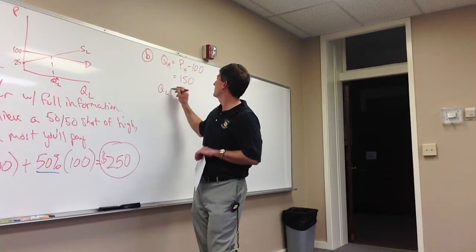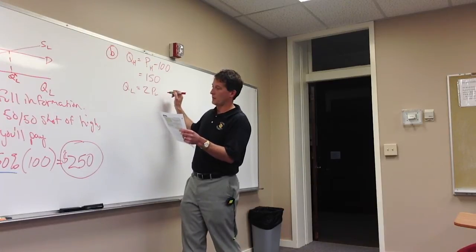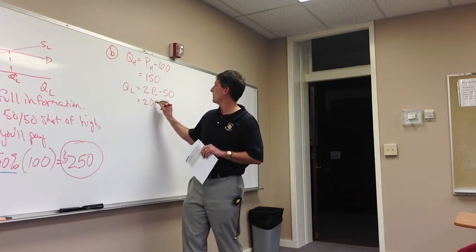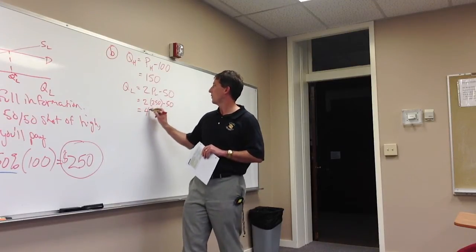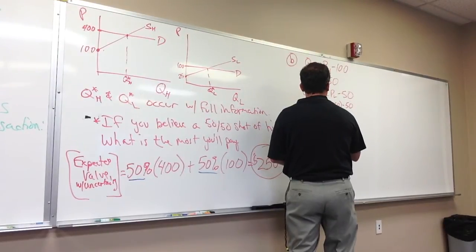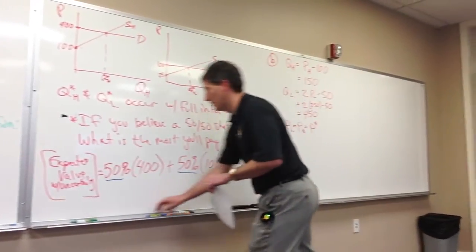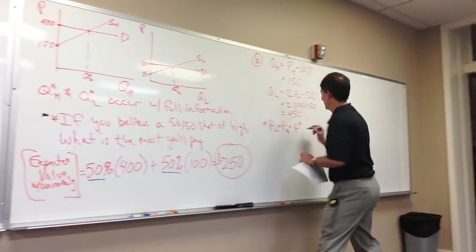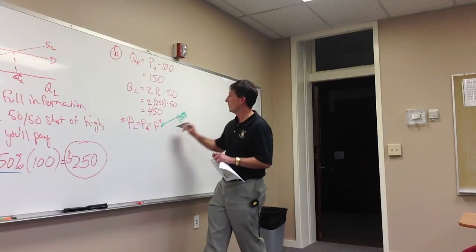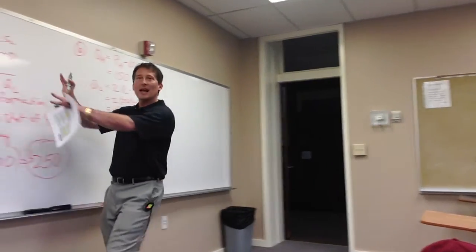How many low quality laptops? We got 2PL minus 50 equals, again, 2 times 250 minus 50 equals 450. And if you want to jot something down, the key thing here is that PL equals PH equals P star. And this is the price given the asymmetric information, which equals 250. So that's what's driving this result: the uncertainty doesn't allow there to be two markets.